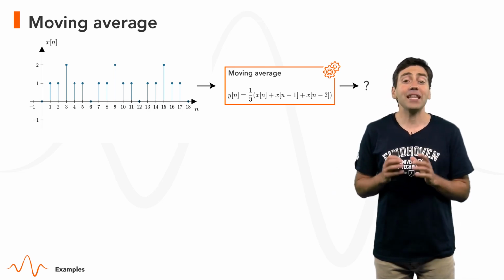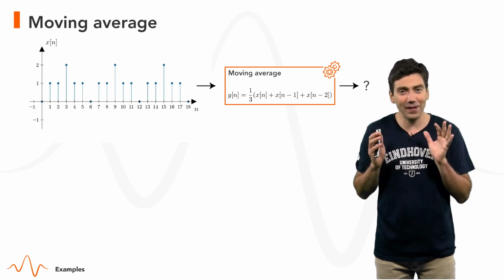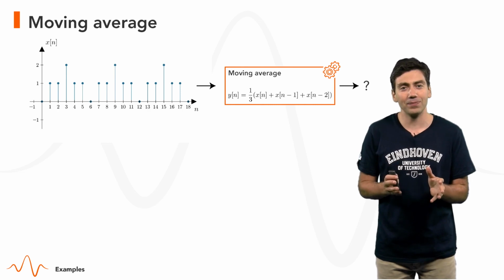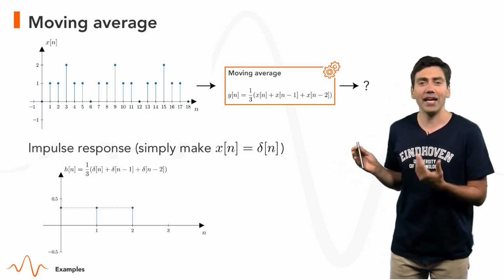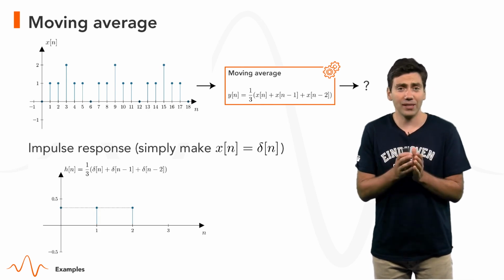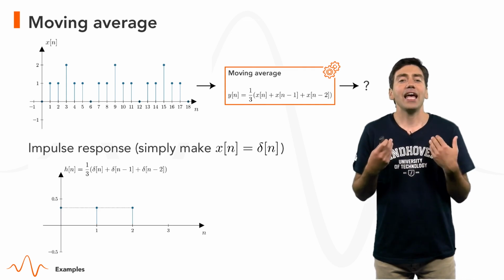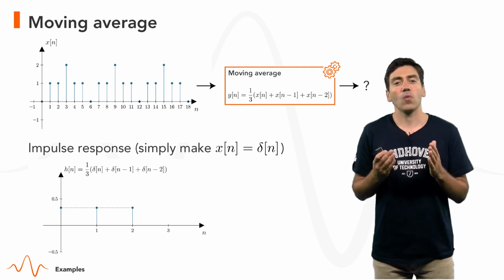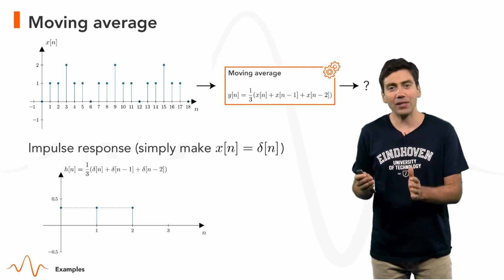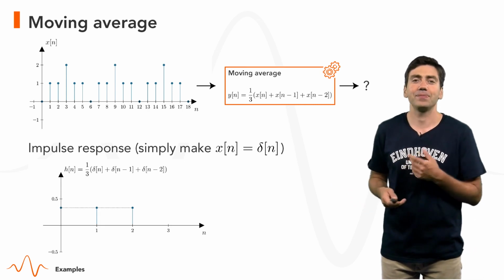First, we need to compute the impulse response of the system, h of n. And this can be done very easily by checking the output when the input is a delta function. So I'm just going to replace here x by delta, and we get that y, or h, because it's the output when the input is an impulse, h is equal to 1 over 3 times delta n plus delta n minus 1 plus delta n minus 2, which is also plotted here.